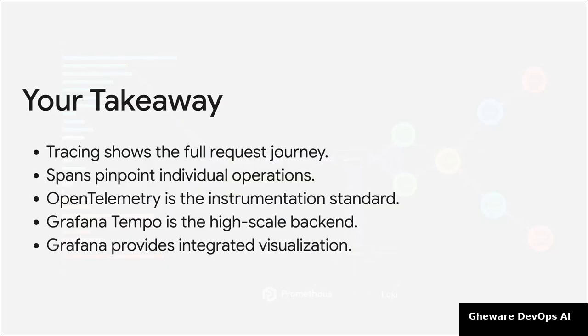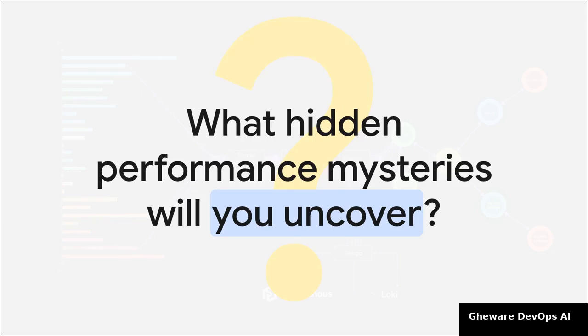So, to recap, you now have a complete toolkit. You know that traces show the full request journey, spans pinpoint individual operations, OpenTelemetry is the standard for instrumenting your code, and Grafana with Tempo brings it all together for some seriously rapid debugging. You no longer have to guess where the bottlenecks are. You can see them. You have the power to solve these performance mysteries in seconds. So the only question left is, what hidden problems are you going to uncover first?